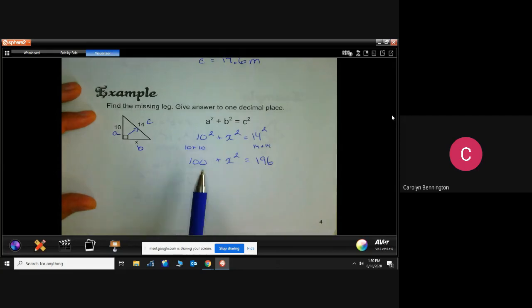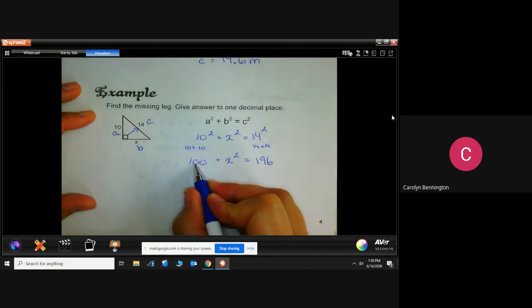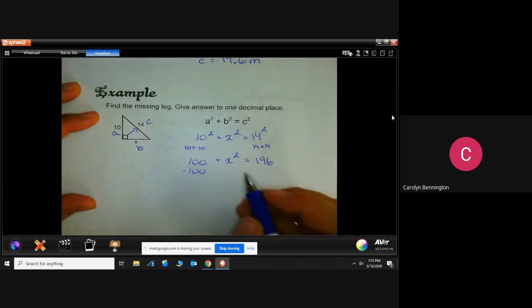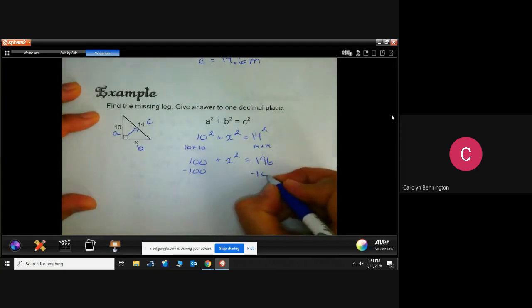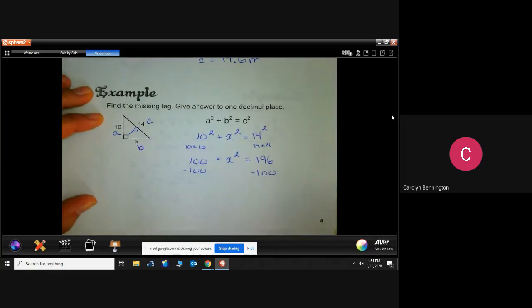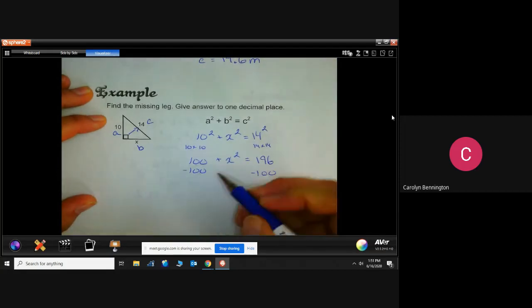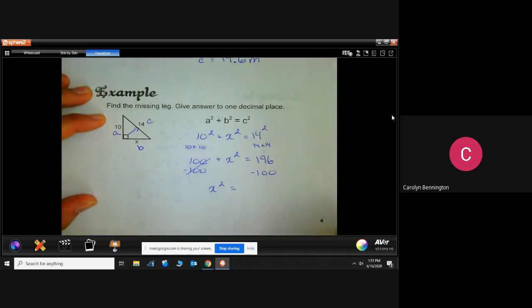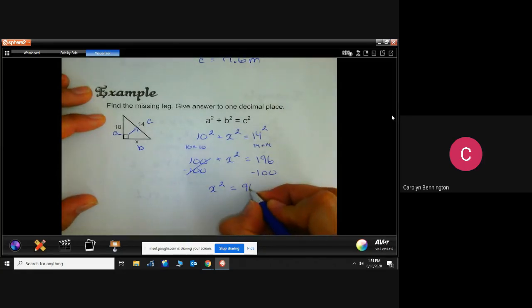So now in this one, we can't just add our two values together because they're on different sides of the equal sign. So when that happens, we need to subtract the 100 from both sides. So we're going to subtract 100 from our first side that has the X in it. We're going to subtract 100 from the second side. So 100 minus 100 is 0. So that part cancels out and we're just left with an X squared equals 196 minus 100, which is 96.